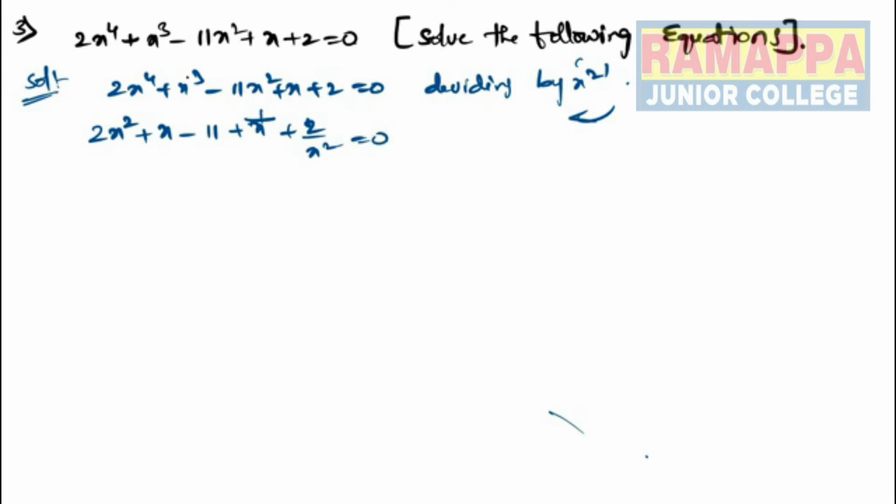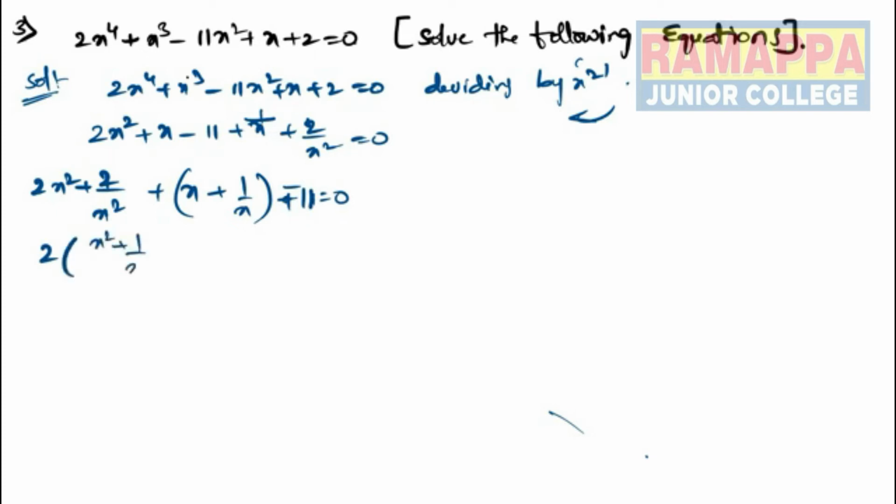Okay, now here we do one thing. 2x square plus 2 by x square I will write on one side, plus x plus 1 by x I will write on one side, minus 11 is equal to 0 here. So I will take 2 common from both terms, and x square plus 1 by x square plus x plus 1 by x minus 11 is equal to 0 will come. Here x plus 1 by x is there.